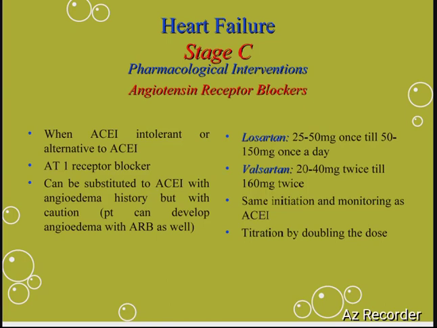In ACEI intolerance, an AT1 receptor blocker can be substituted for the ACEI. In patients with a history of angioedema, use with caution, as the patient can develop angioedema with ARBs as well. Angiotensin receptor blockers: losartan 25 to 50 mg once, up to 50 to 150 mg once a day. Valsartan 20 to 40 mg twice, up to 160 mg twice. Same initiation and monitoring as ACE inhibitors, titrating by doubling the dose.